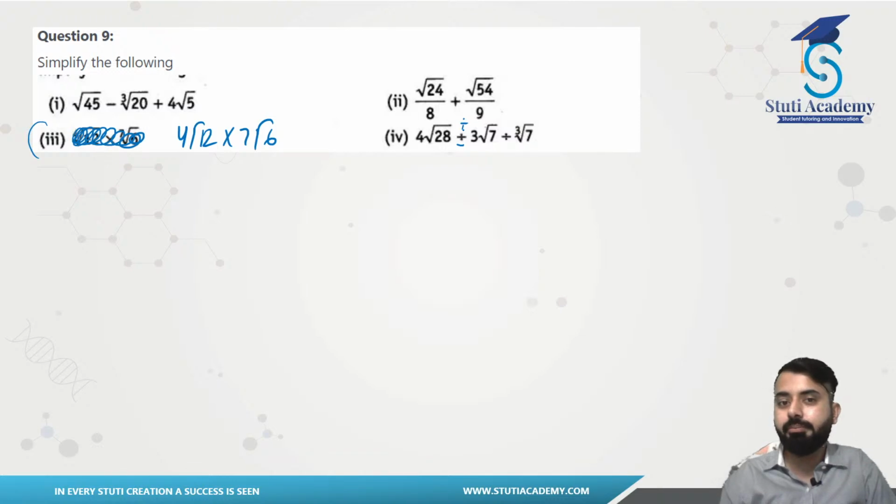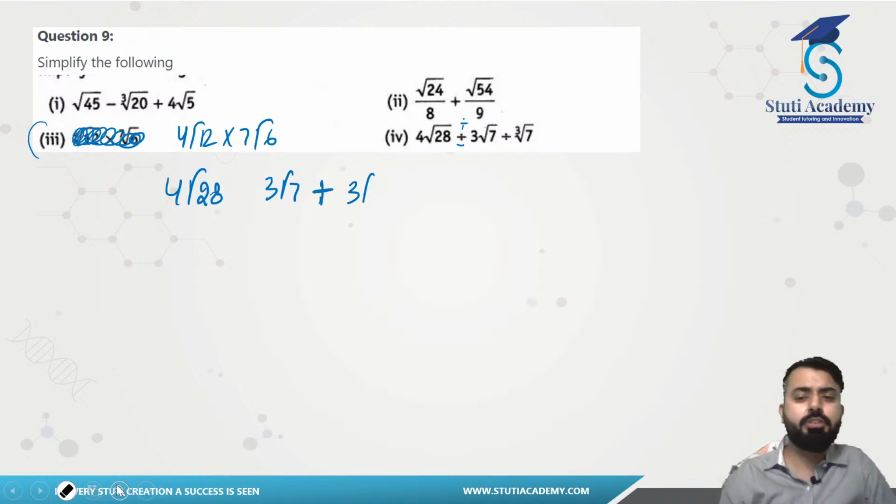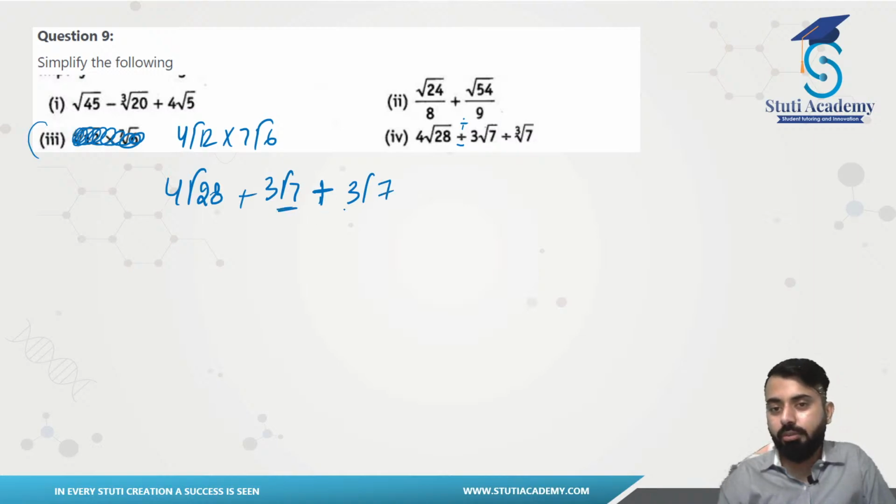This is divide. So we have this one: 4 square root 28 divided by 3 square root 7 divided by 3 square root 7. So this is the whole case. Actually, this should be plus here. This will be plus. Or let's just not complicate this one. Let's just assume this is positive also. So this is positive, this is positive, this is positive again. So you guys see 3 square root 7, 3 square root 7. This will be 6 square root 7.